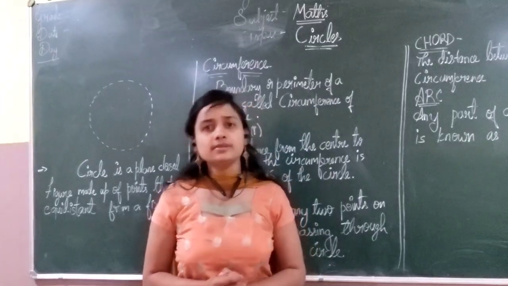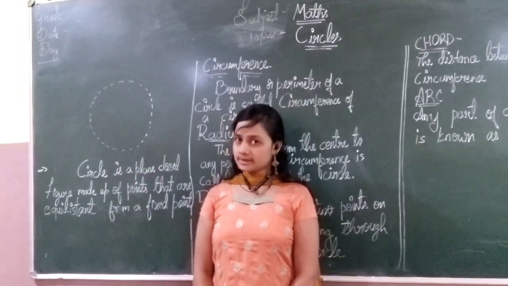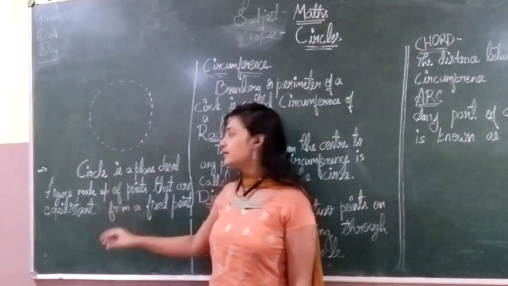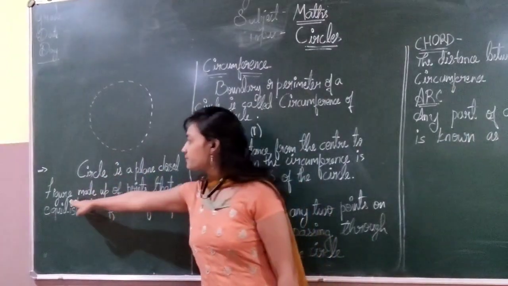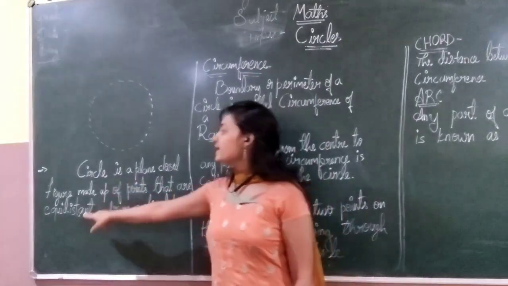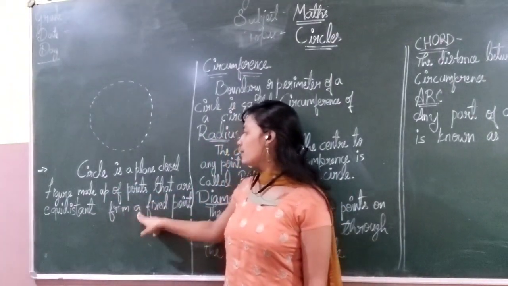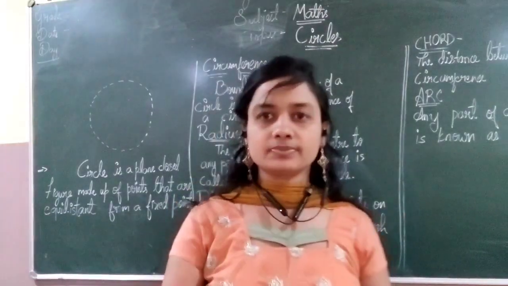First of all, circle. If anybody asks you what is a circle, here is the definition for circle. A circle is a plane, closed figure made up of points that are equidistant from a fixed point. So what do you mean by this?